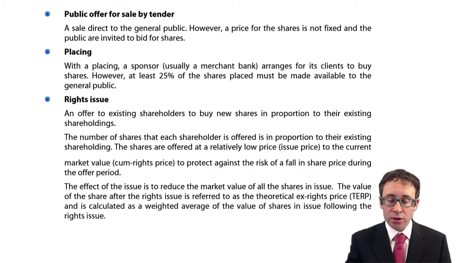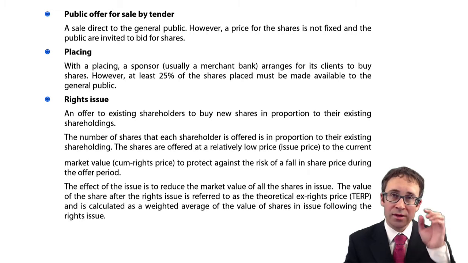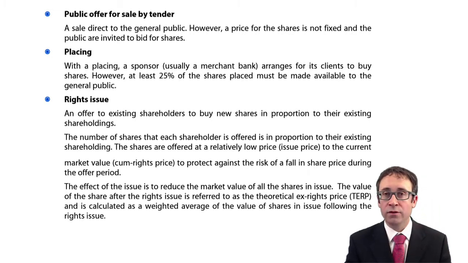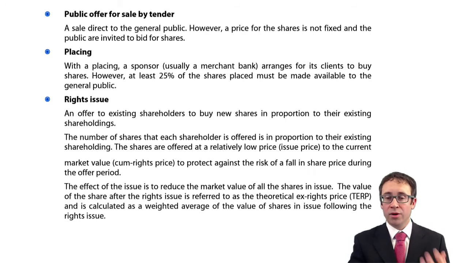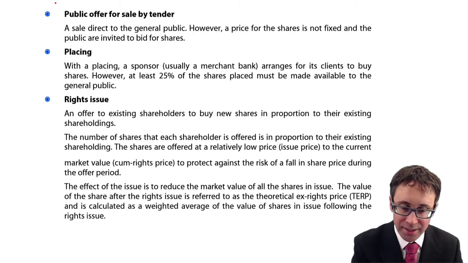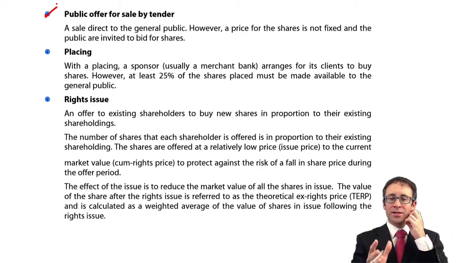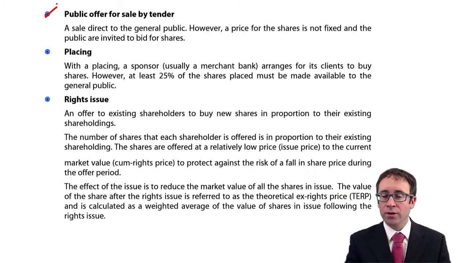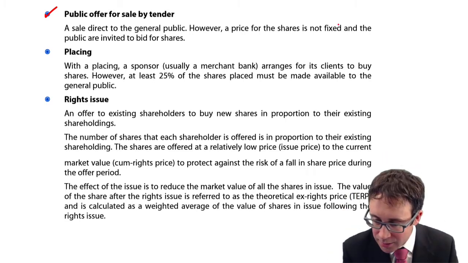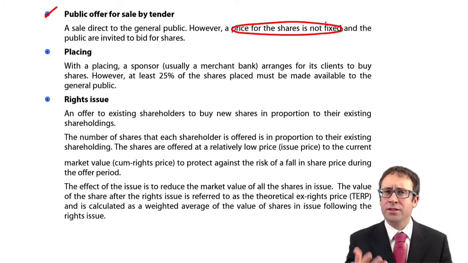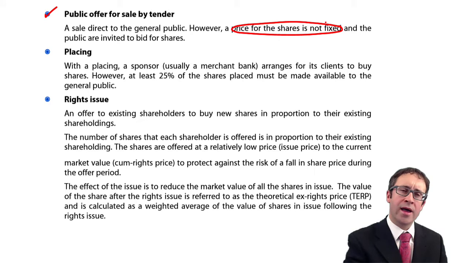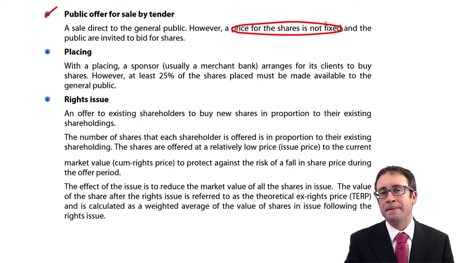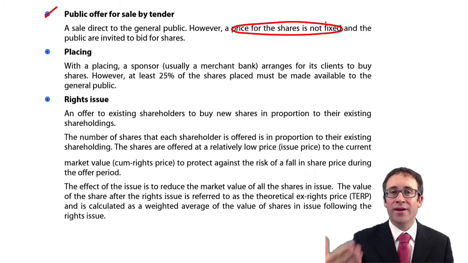So, here are some other ways of helping you get around that issue, still using equity finance. Instead of looking at an offer for subscription, like we did in the previous video, you can have an offer for sale by tender. An offer for sale by tender, quite simply, is exactly the same. It's there for new shareholders. However, the share price is not fixed. In our last example in part A, we said the share price is fixed at $2.40. Here, we invite the shareholders to bid for the shares.